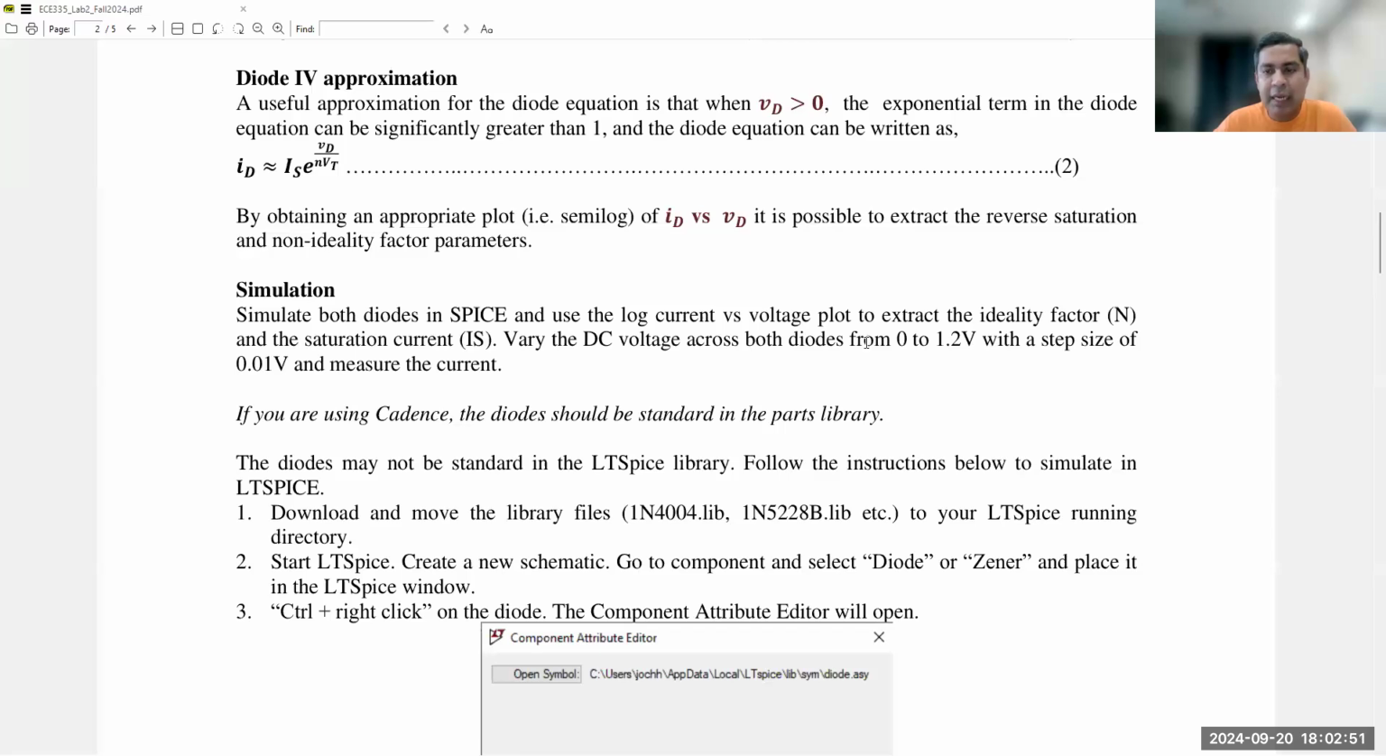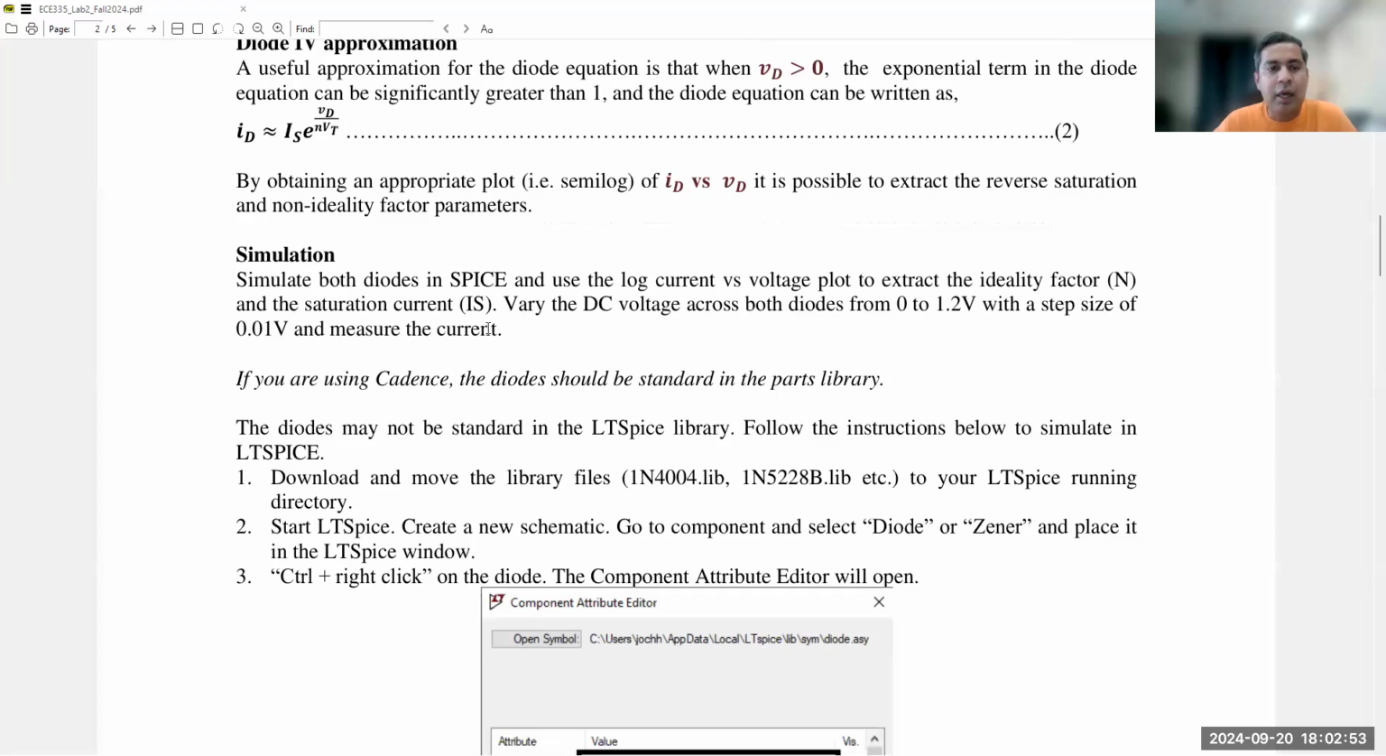So in LT-SPICE, what happens is when you place a diode, it usually creates a generic diode with a generic model. But since we are using a specific diode device, the 1N4004 and 1N5231B, so we are going to use their specific library files.